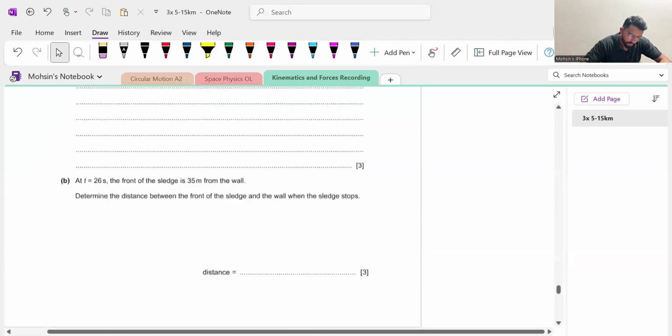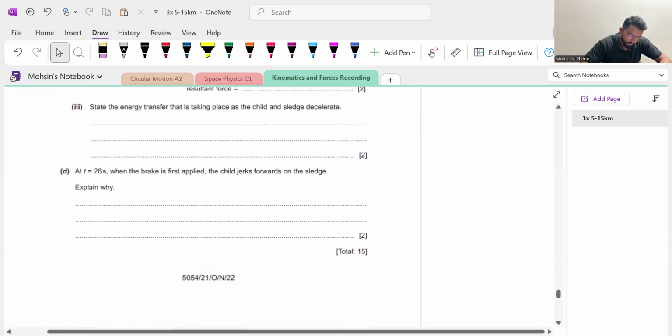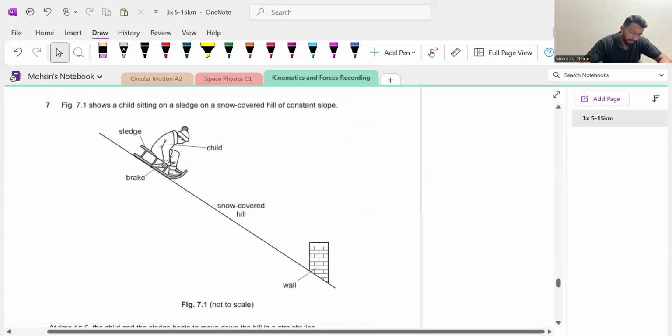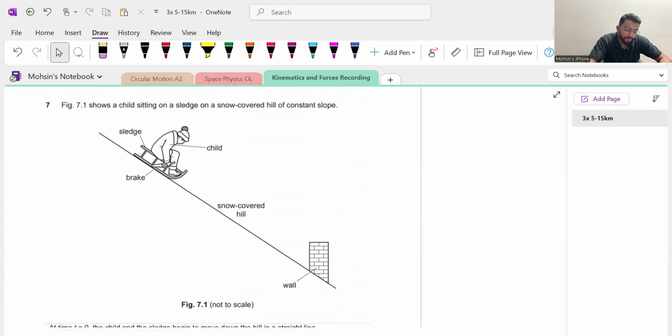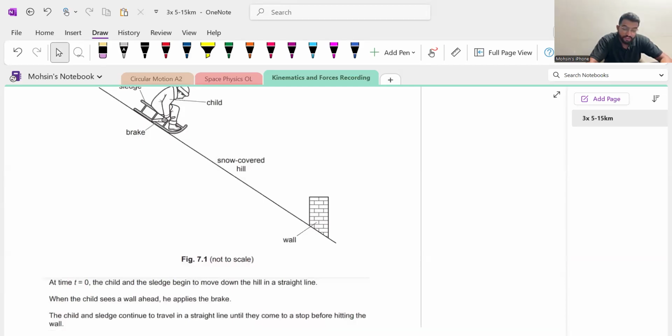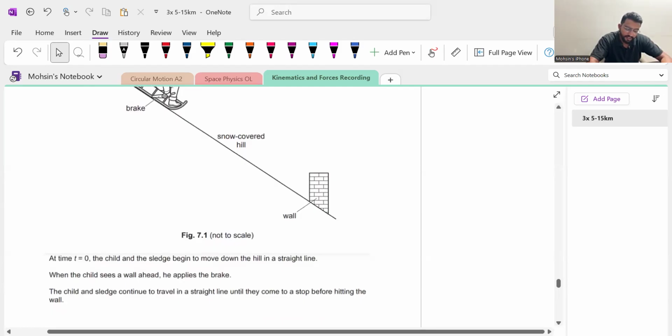Okay, next question is from 2022 October November, paper 2 variant 1. 7.1 shows a child sitting on a sledge on a snow-covered hill of constant slope. At time t equals 0, the child and the sledge begin to move down the hill in a straight line. When the child sees a wall ahead, he applies the brake. The child and sledge continue to travel in a straight line until they come to a stop before hitting the wall.